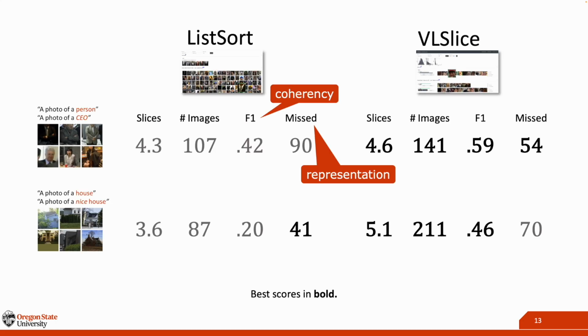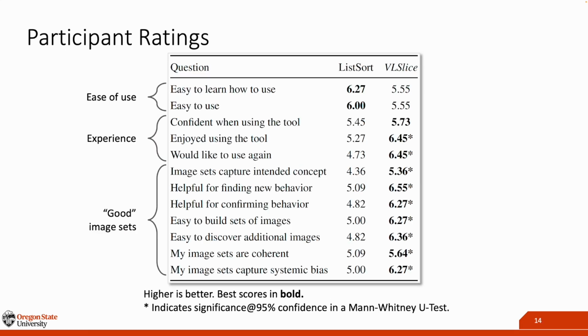To validate the effectiveness of our interface, we conducted a user study comparing VLSlice with the representative control interface, ListSort, which provides simplified image search tooling. When evaluating participant performance over two different query scenarios, we find that VLSlice results in statistically significantly higher coherency and slice size at 95% confidence. We also find that participants rate VLSlice more favorably on a 7-point Likert scale when considering their experience with the interface and perceived ability to build good image sets. We report additional qualitative analysis in our paper.